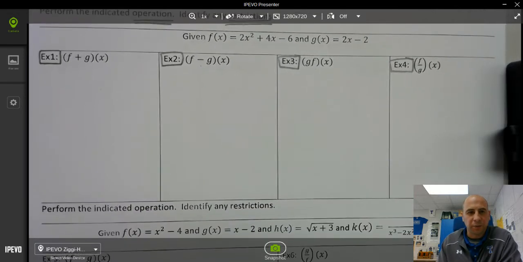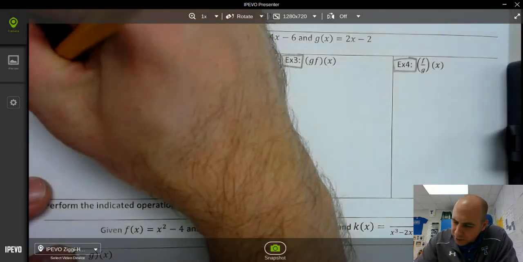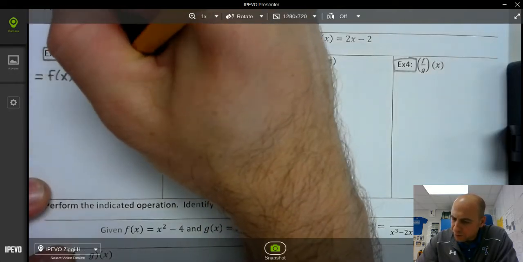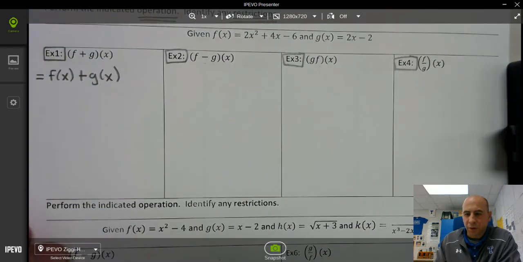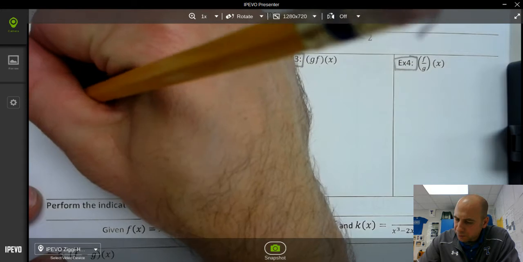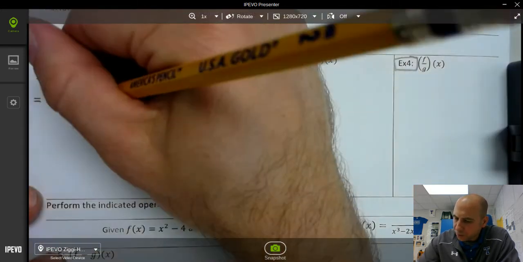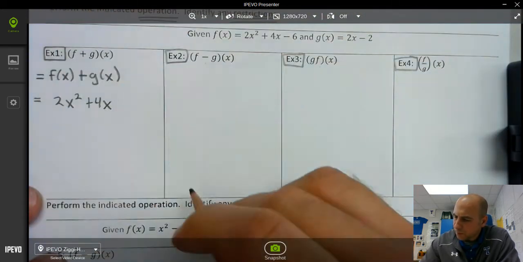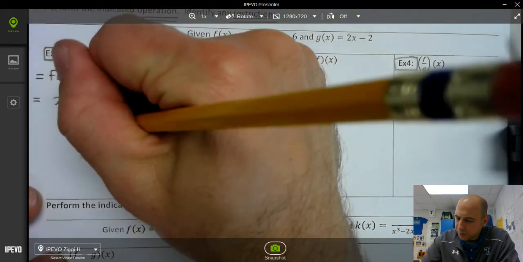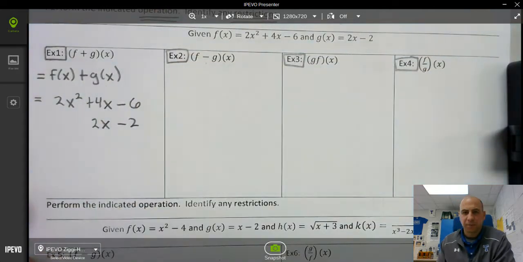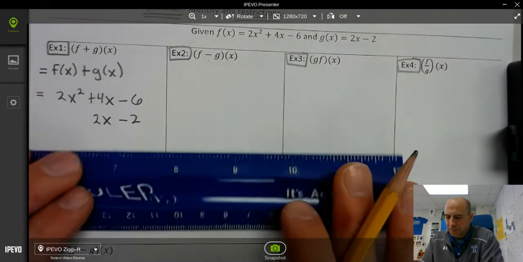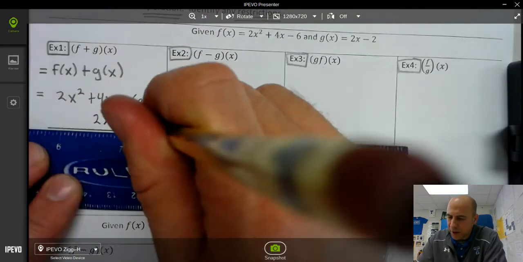So let's take a look at example number 1. That is f of x plus g of x. Now we're going to add vertically, so f of x is 2x squared plus 4x minus 6, and we're adding 2x minus 2. And notice I've kept the x's lined up and the numbers lined up. So let's go ahead and add.